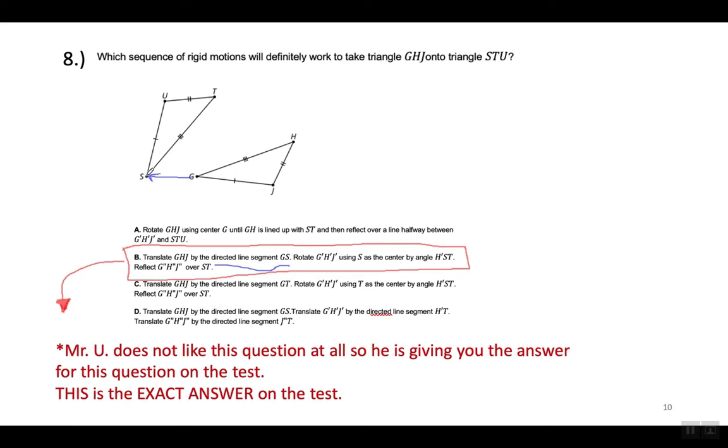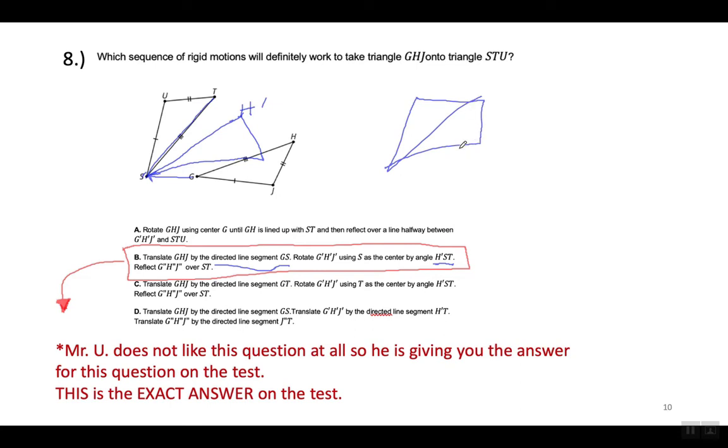Once it's right here, they want you to rotate it using S as the center by the angle H prime ST. Basically once you move it over here, you're going to have this thing and H prime will be right here. So if you rotate it by the angle H prime ST, it'll close this gap so that they're like this. Something like that. I drew it horribly, but you get the picture.